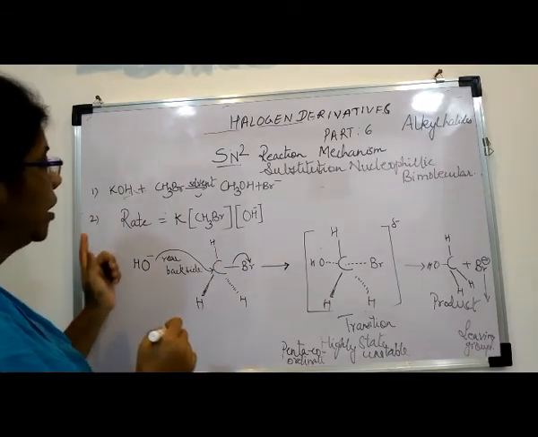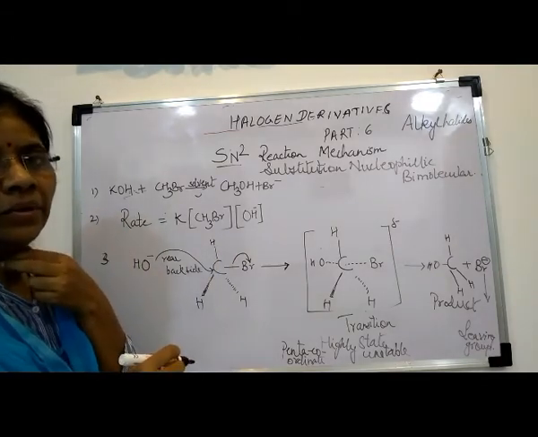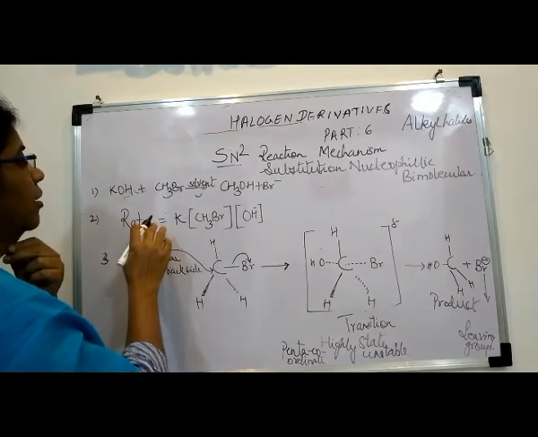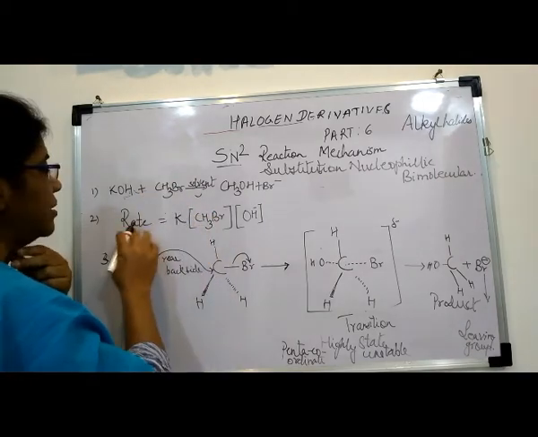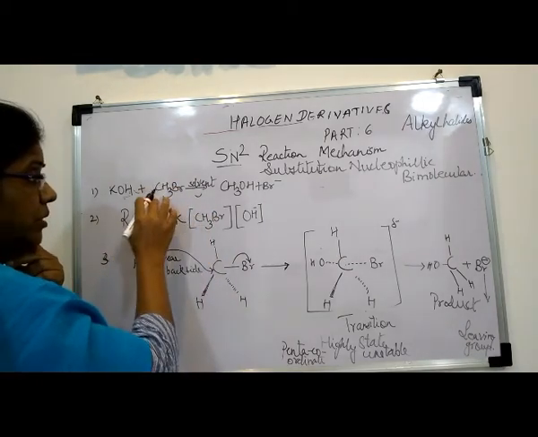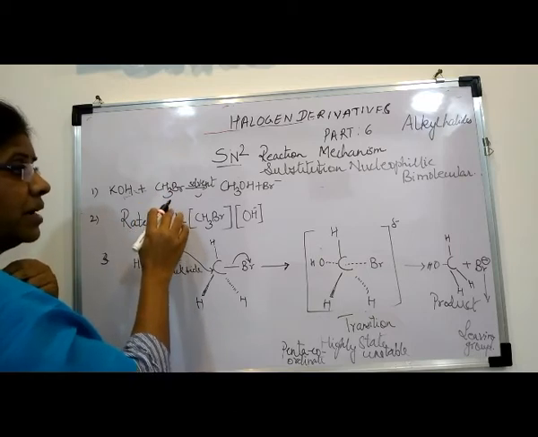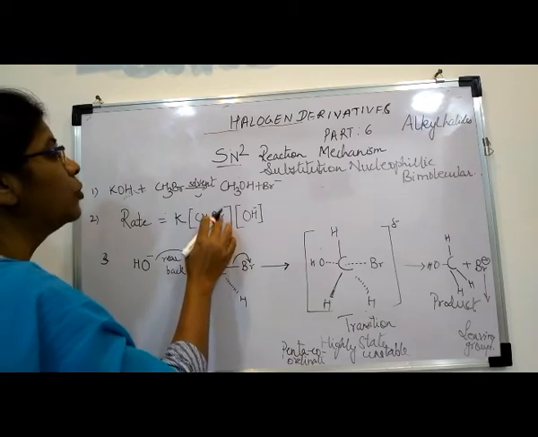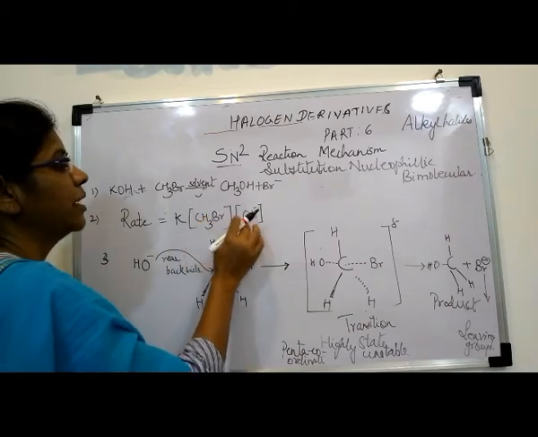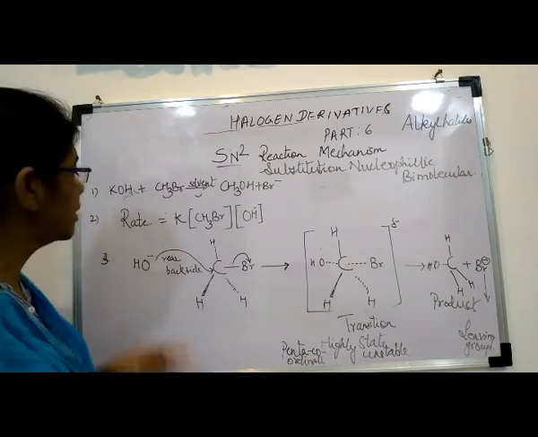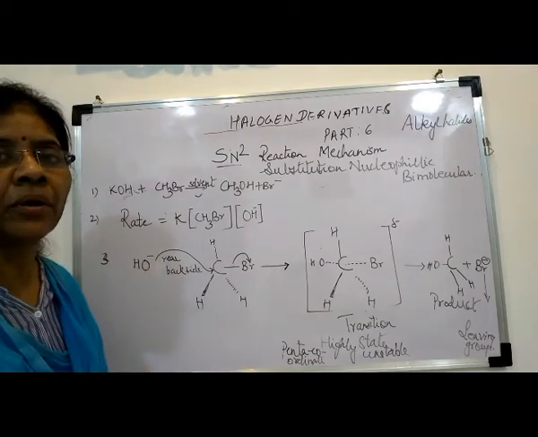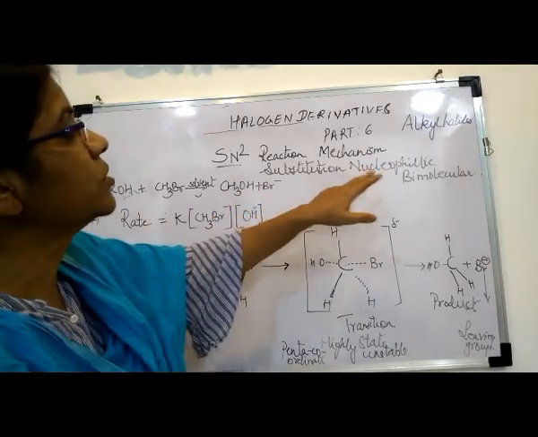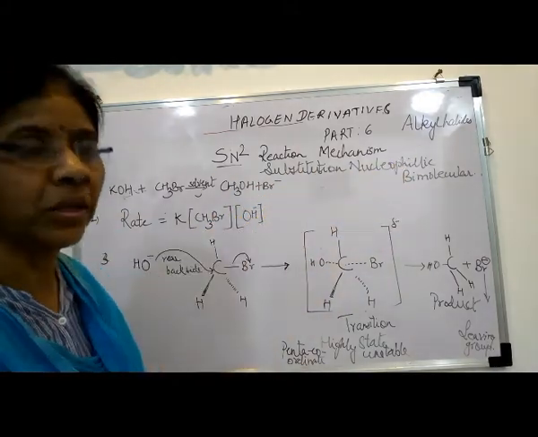Alright. Now, it is experimentally found, from chemical kinetics, that the rate of this particular reaction is directly proportional to the concentration of two molecules, that is the substrate and the nucleophile. Since the rate of the reaction depends upon two molecules, therefore we call it a substitution nucleophilic bimolecular reaction.